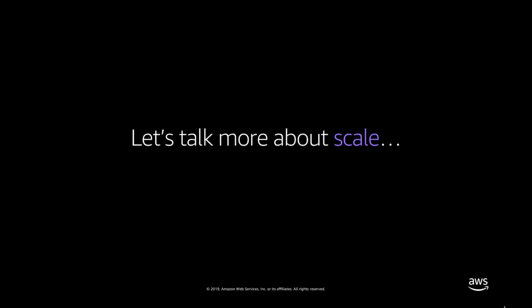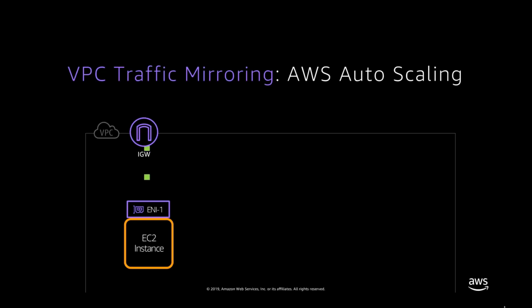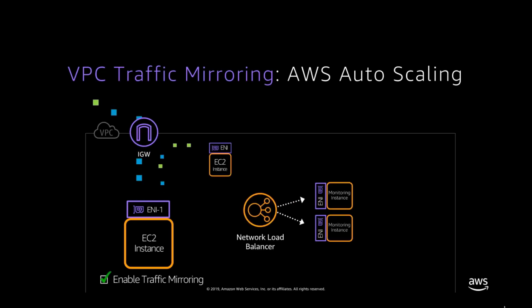Now, let's talk about how you scale your monitoring appliances so that you can mirror traffic without worrying about right sizing your target. As I mentioned, traffic mirroring is supported with network load balancer. With network load balancer, you specify your NLB as a target, and once you do, the traffic coming in and out of your EC2 instance can be sent to a network load balancer.